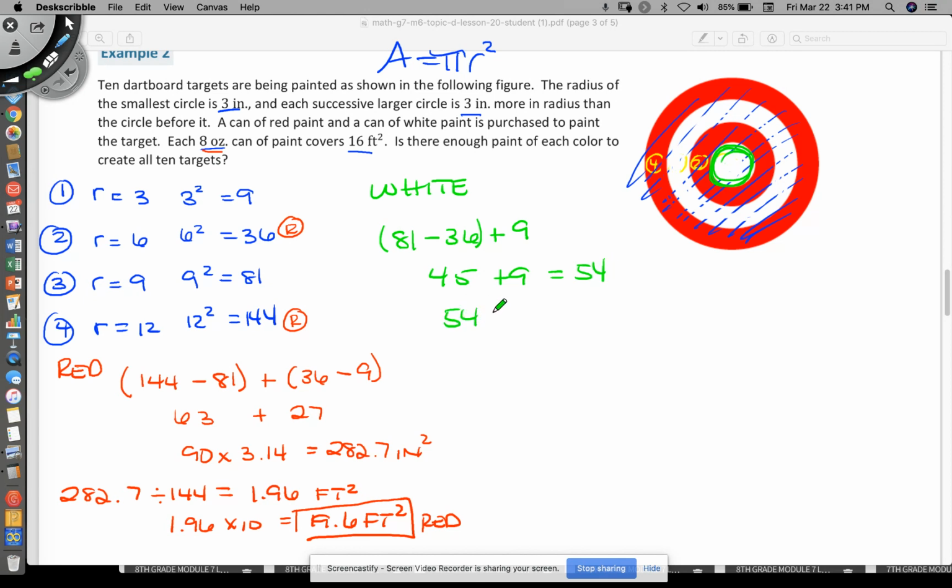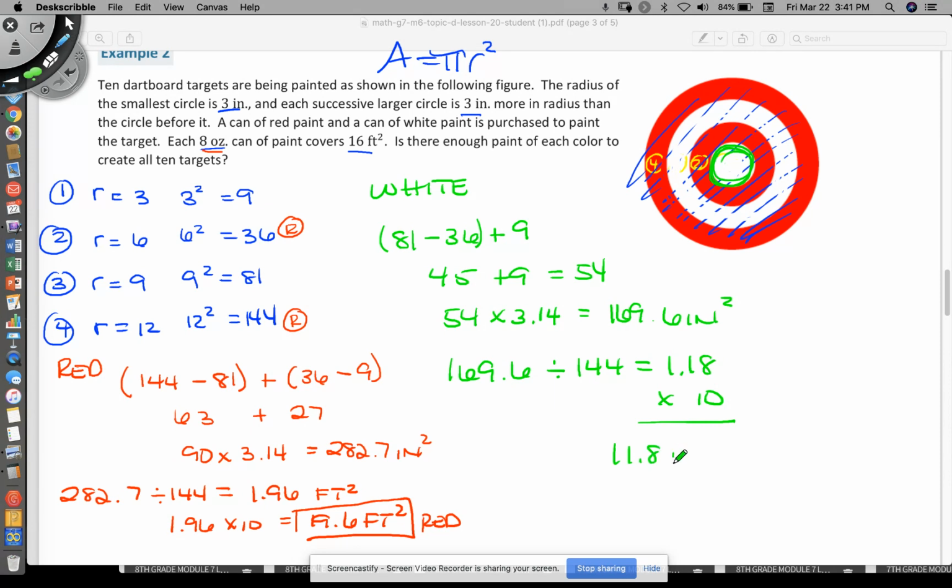We're going to take that 54, multiply it by pi, and I get 169.6 inches squared. I'm going to do the same operation I did over here with the red. I take this and divide it by the largest amount of area I have, which is 144. That gives me roughly 1.18. Multiply that by 10, and I get 11.8 feet squared.